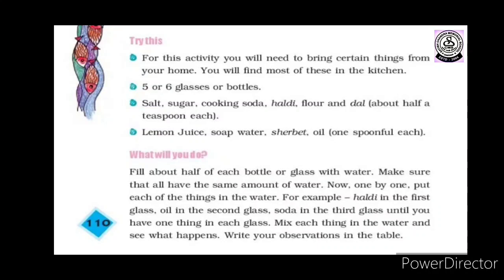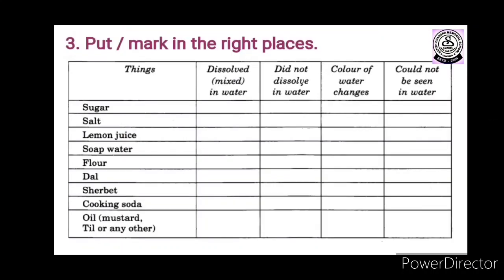So you will try to mix all the things, maybe with any stick or with any spoon, and then you have to observe. Your observation you have to write down in the table. This type of table you can make: the name of the things you have taken, sugar, salt, lemon juice, soap, water, flour, dal, sarbat, cooking soda, mustard oil, and on the top of the table, dissolved or mixed in the water.